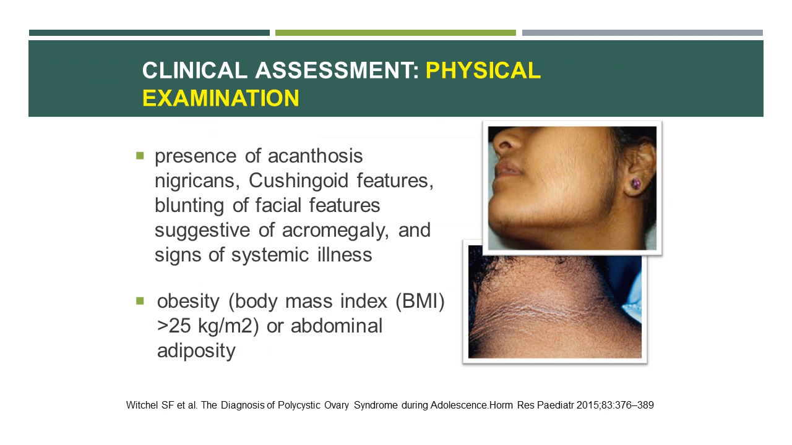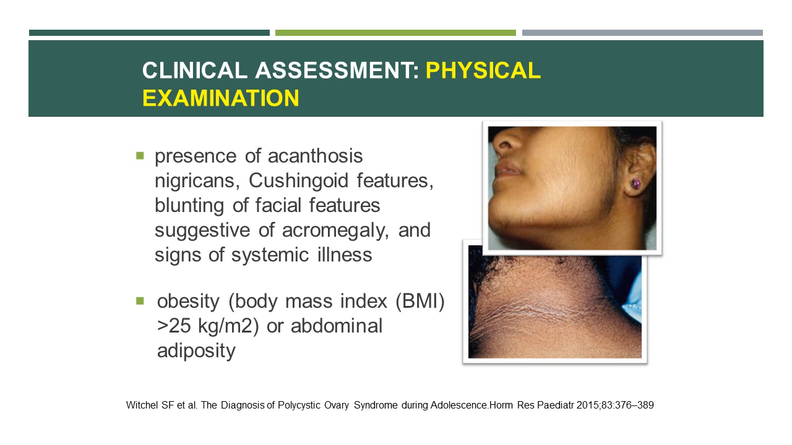Also, with PCOS and hyperandrogenism, we inspect for the presence of acanthosis nigricans, which is a velvety, dark discoloration of the creases in the body. And this is usually indicative of insulin resistance. We also look for Cushingoid features, blunting of facial features suggestive of acromegaly, and signs of systemic illnesses.